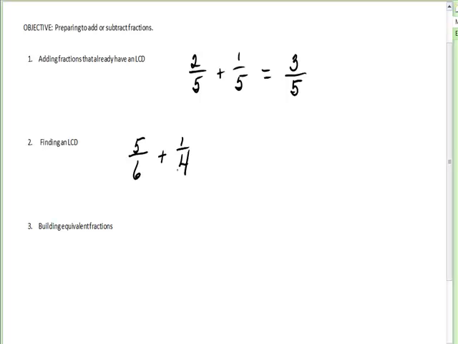We're going to get a couple of different ways to do it. The answer to this would be that the least common denominator is 12. That's the smallest number possible that 6 will go into and 4 will go into. And we'll talk about those kinds of problems.